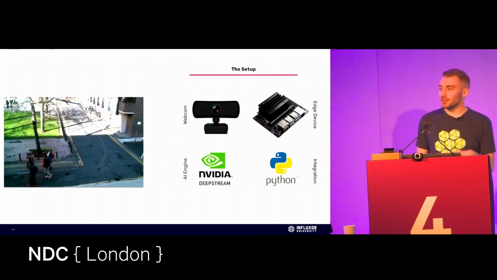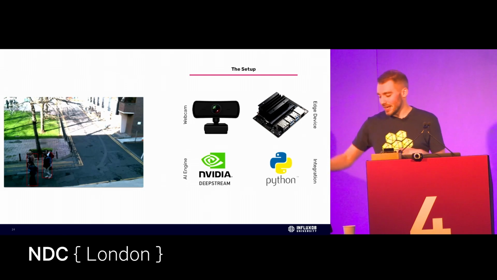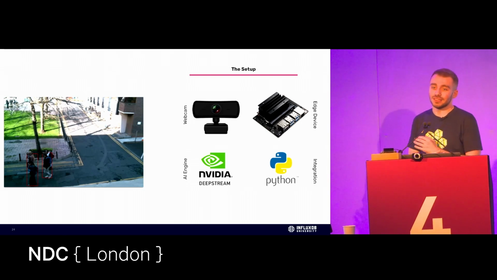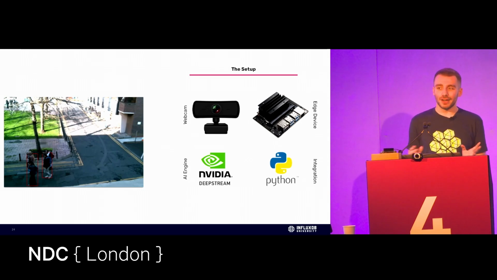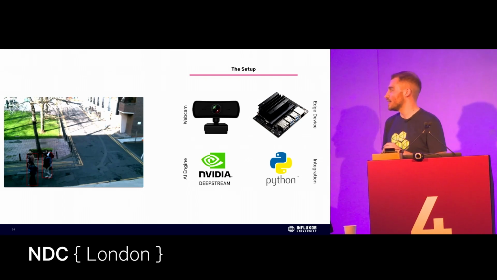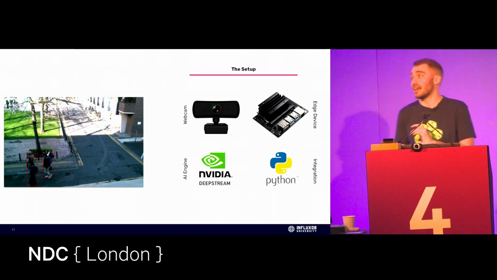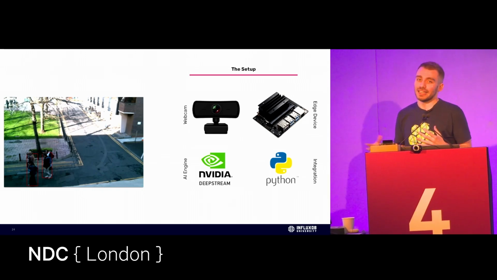So to do this, which you can actually see them here, which we'll get onto in a moment, I used a webcam, an edge device, which in this case is a Jetson Nano. I highly recommend it. It's like a Raspberry Pi on steroids. It's just got like an NVIDIA GPU embedded. I used NVIDIA DeepStream, so there's some great content from there. And then I brought it all together using Python.